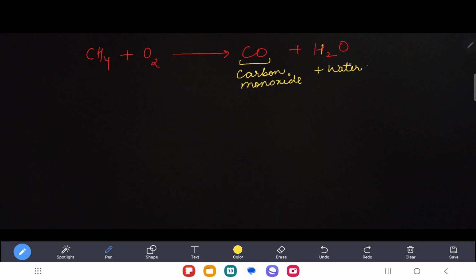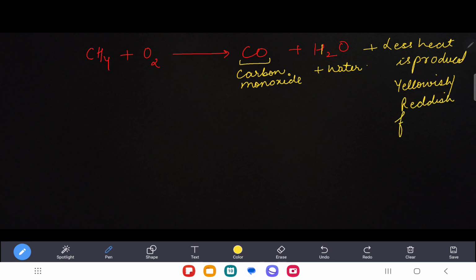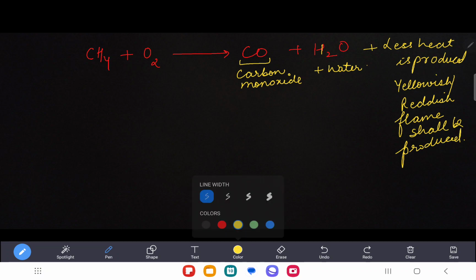You understand? Plus heat is produced, but less heat is produced. Less heat is produced, and a yellowish or reddish flame shall be produced. So not much energy, and you just have to balance it out.